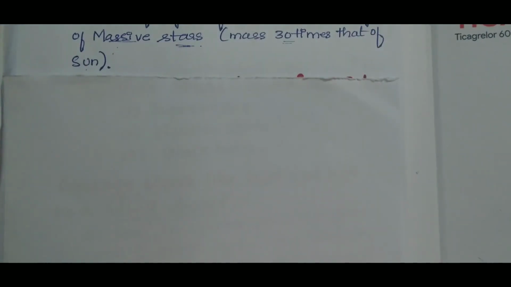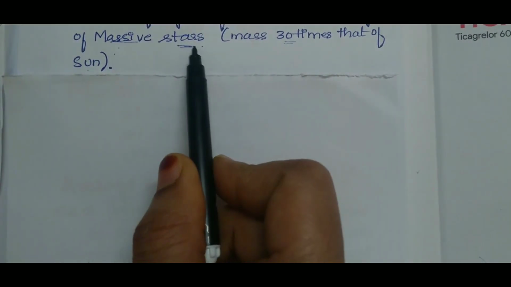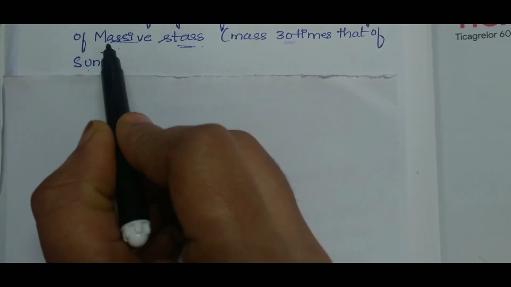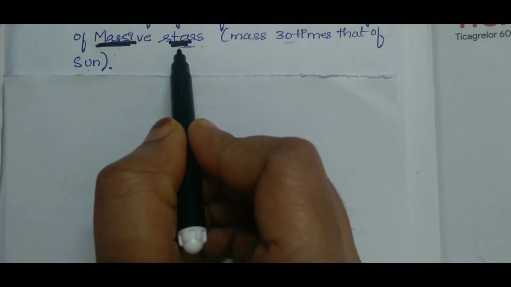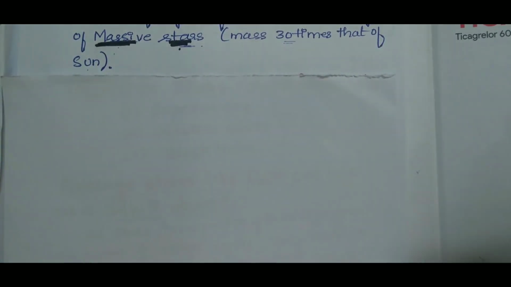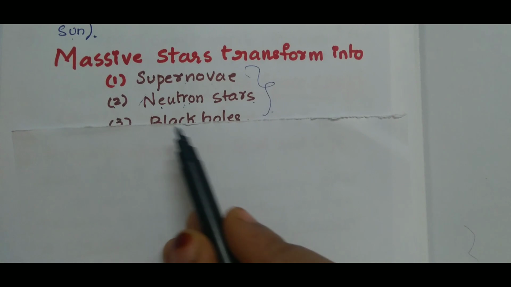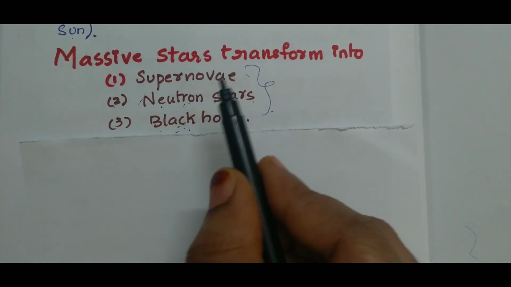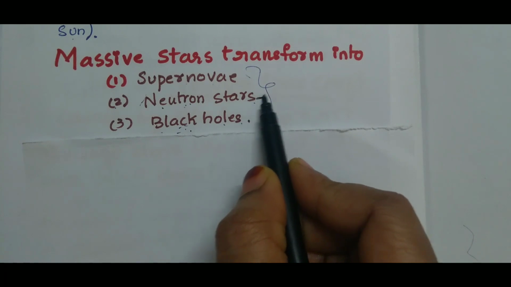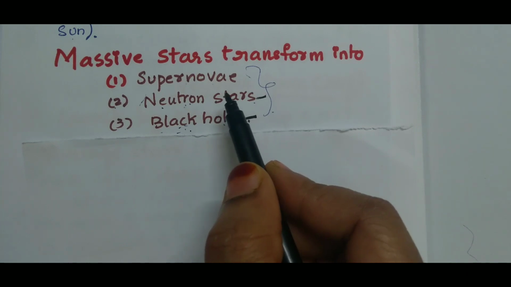Then next we have the 17th question, that is, in the life cycle of stars, the end stage of a massive star. They are asking particularly about massive stars. Massive stars are the ones whose masses are 30 times that of the Sun. Therefore, note that the end stages can be supernova, neutron stars and black holes. In this exam, they have given both neutron star and black hole in the options. If you mark one of them, you will get the marks.